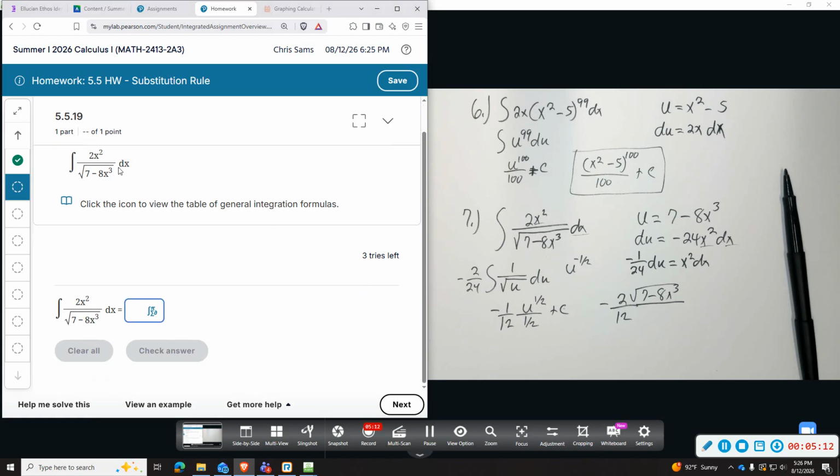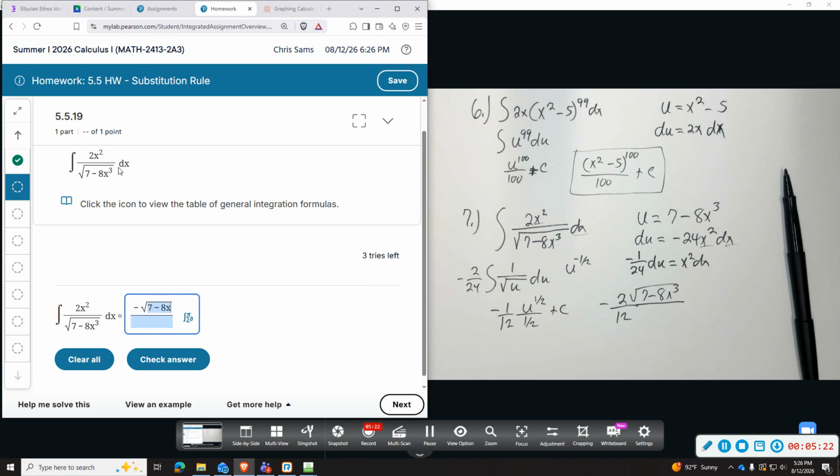And looks like that's all we want here, so negative square root of 7 minus 8x cubed all over 6, and don't forget the plus c, plus the constant.